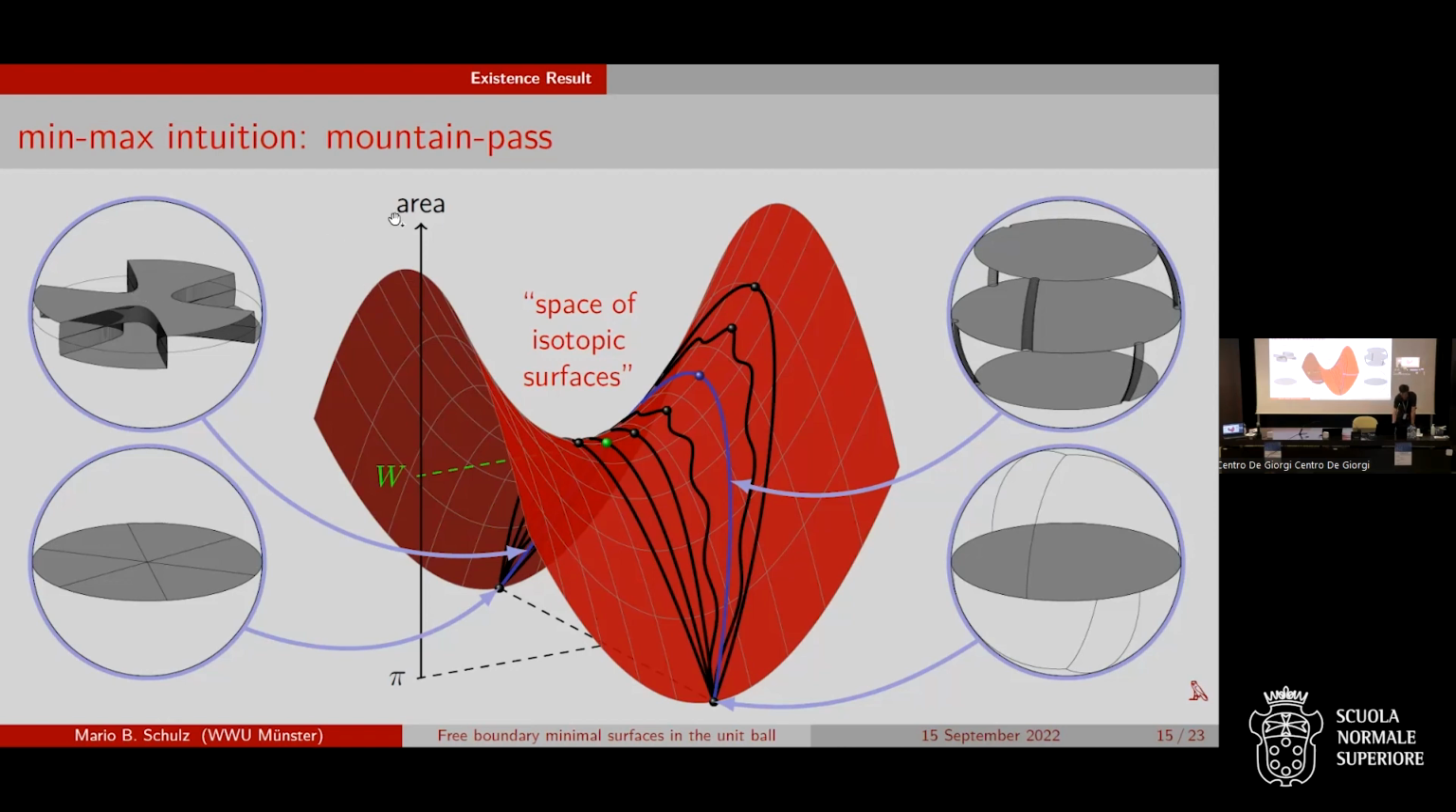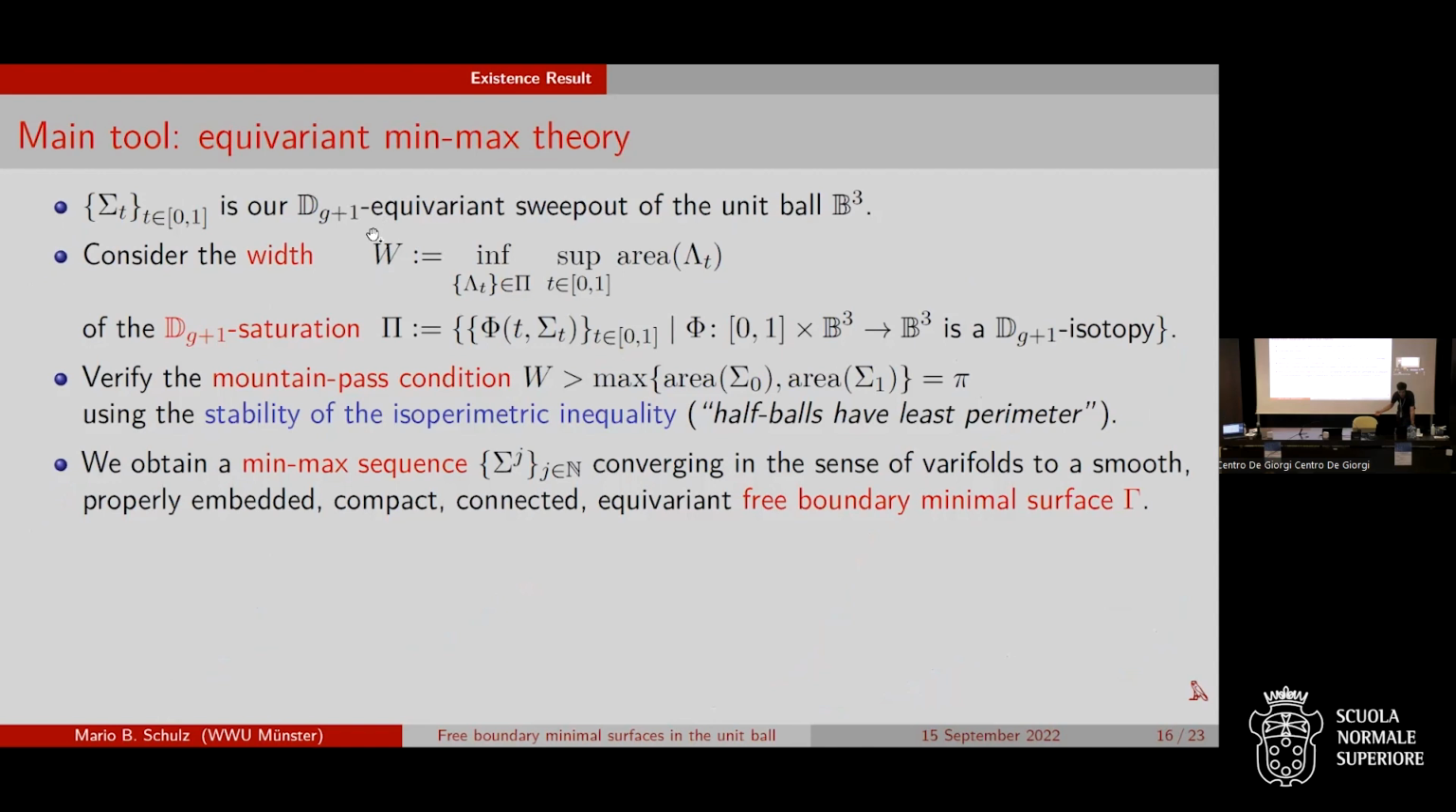Let me also give you the formulas. So we look at the saturation. We have a model sweep out called sigma t, and we add all other possible sweep outs which are isotopic, preserving the symmetry. So we have here an isotopy of the unit ball which respects the symmetry group it's prescribed, and we deform the sweep out. We take all of these sweep outs, and for each such sweep out we take the maximal area slice, and we minimize over all possible sweep outs. That's called the width, right?